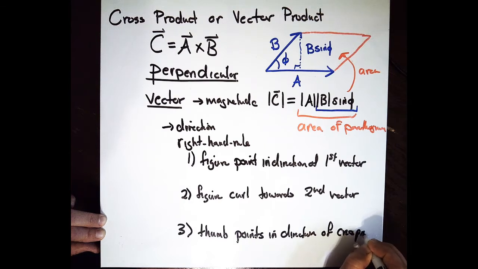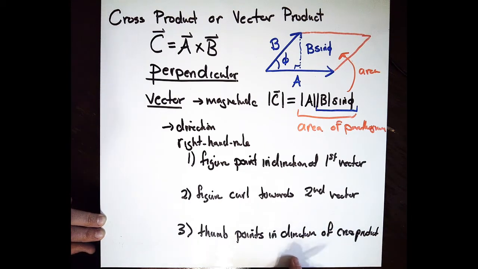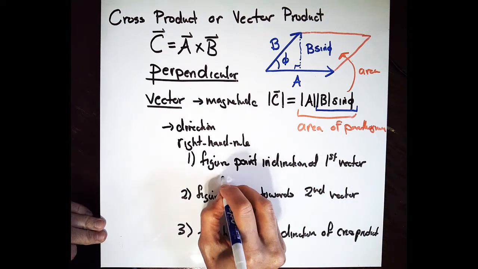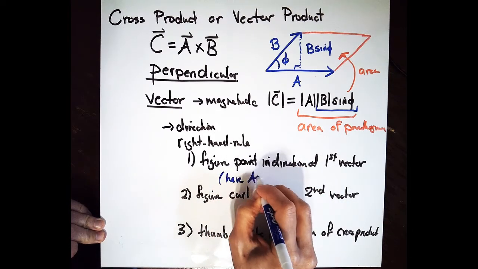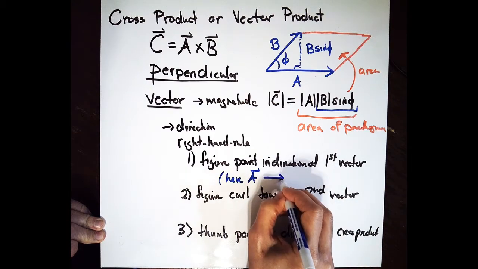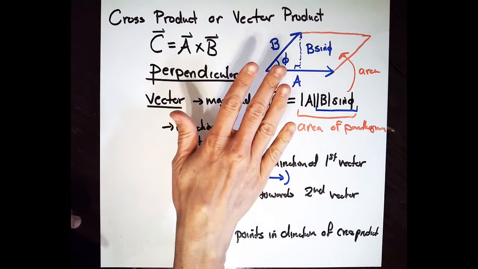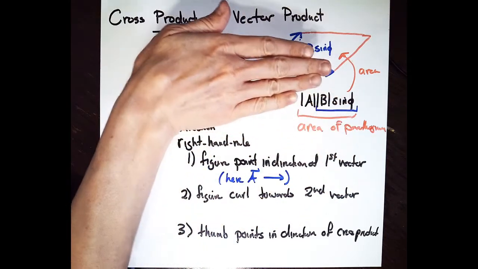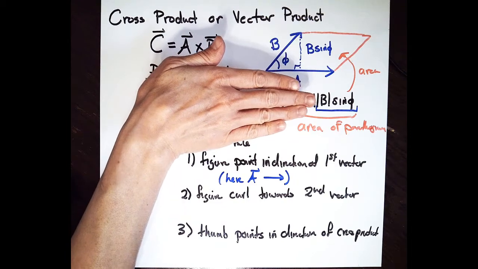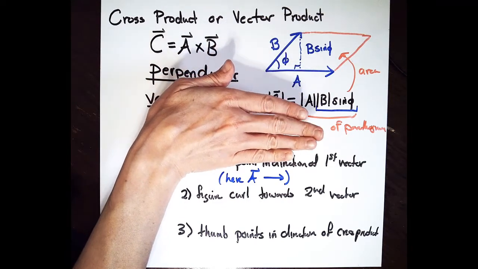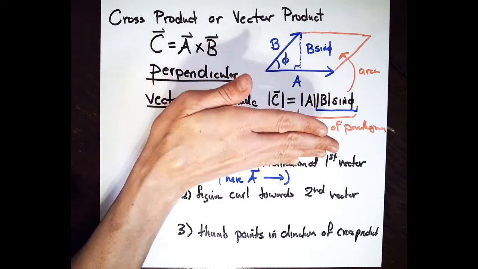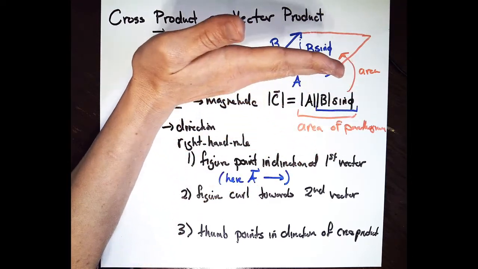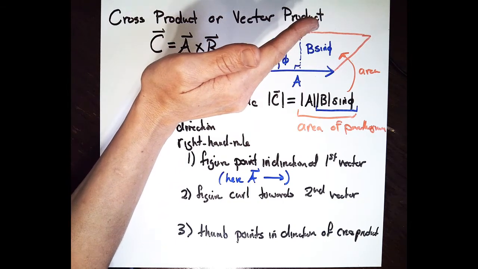So let's try this out for our example. So the fingers point in the direction of the first vector. So here, that's vector A, and vector A is pointing that way. So we'll take our right hand and we'll point our fingers so they're pointing in the direction of A. All right, got the first step. Next, we need to do the second step. We need to curl these fingers towards the second vector, and I can't do it like this. I have to rotate my hand so they can curl from A like this to B like that.